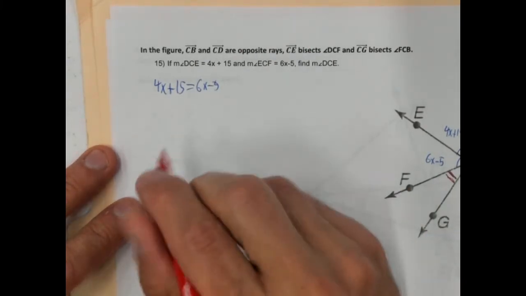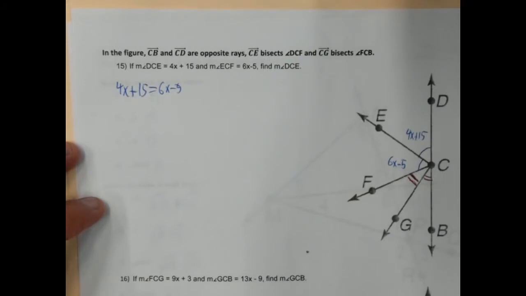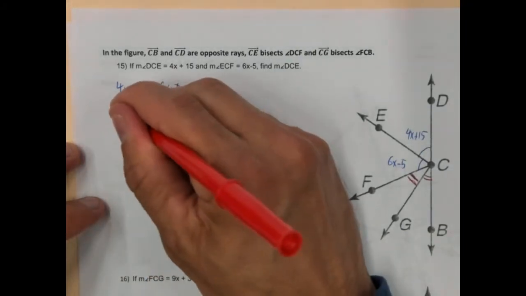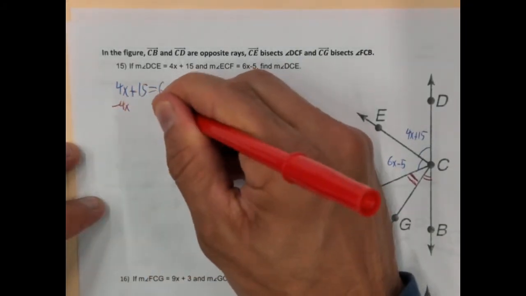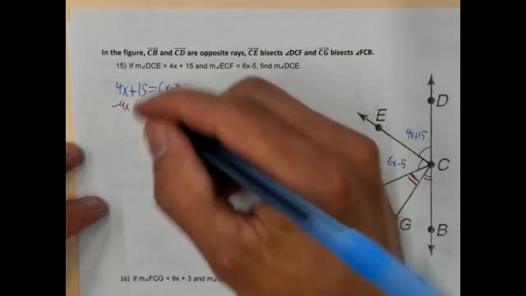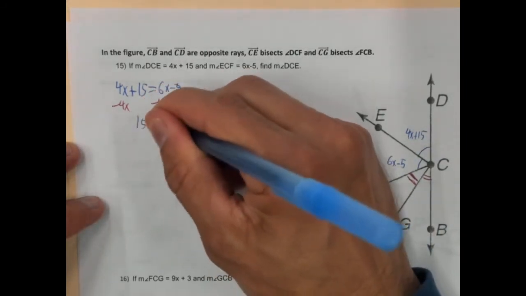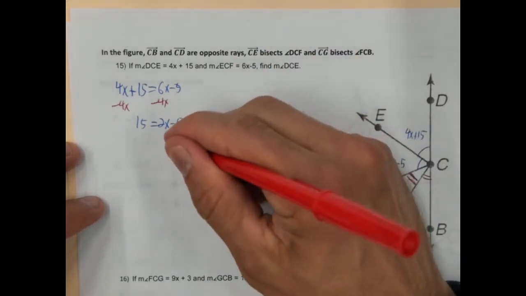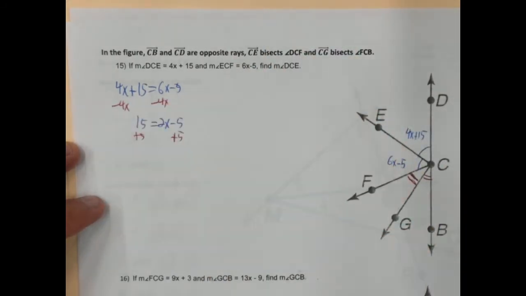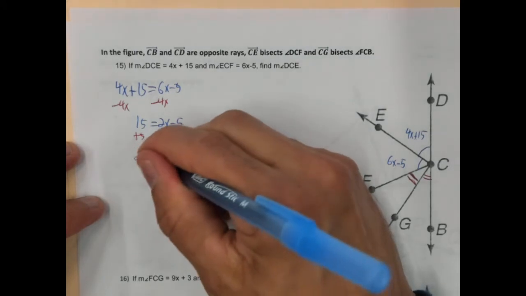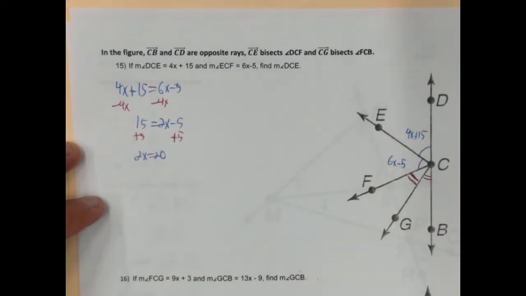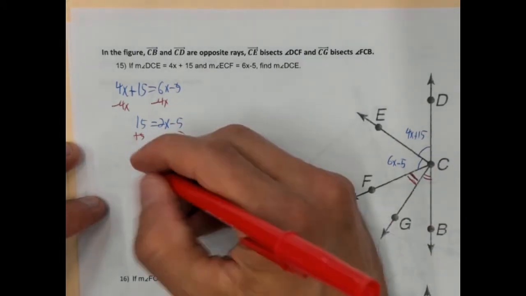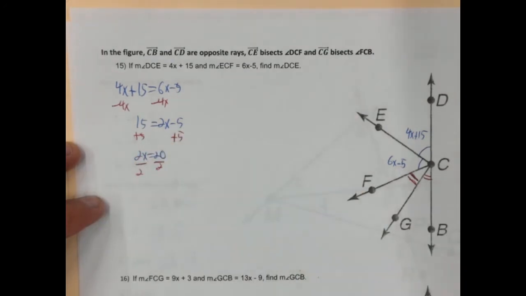So let's get the x's on the same side. Actually, I'll zoom in a little bit here. We're going to subtract 4x from both sides, and we're going to get 15 equals 2x minus 5. And then we're going to get x by itself. So we're going to add 5 to both sides, and we're going to have 2x equals 20. And then we're going to divide both sides by the coefficient, which is 2. And x will be equal to 10.